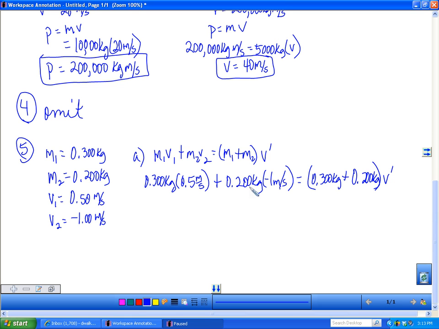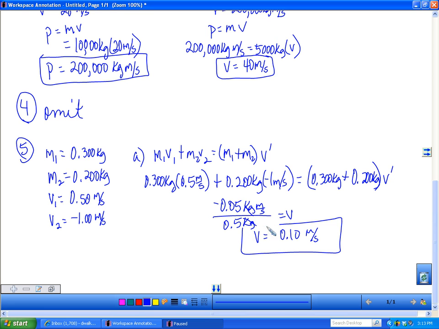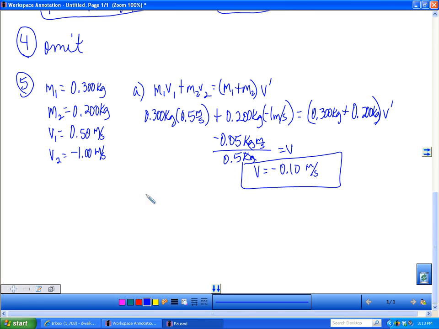This is a negative 0.2. I'm going to get negative 0.05 kilogram meters per second. I'm going to divide that by 0.5 kilograms. And when I did that, I got V prime to be equal to a negative 0.10 meters per second. So that was pretty painless, as long as I paid attention that they were moving in the opposite direction so that I had to make one positive and one negative. Okay, that's the new common velocity.